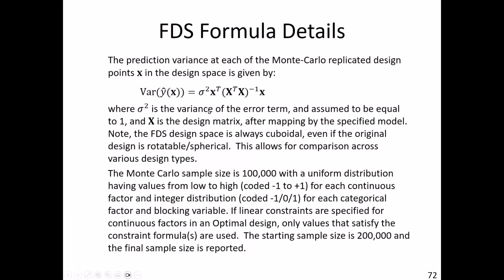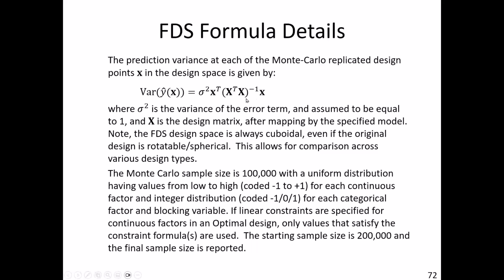So I don't want to go into too much detail here, but the first thing is you're assuming a standard deviation of 1. The variance term is assumed to be 1. That's why if you know the process standard deviation, you can simply multiply it by the SE term that you get in your FDS plot.